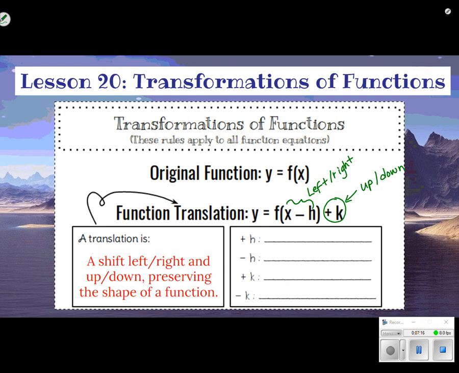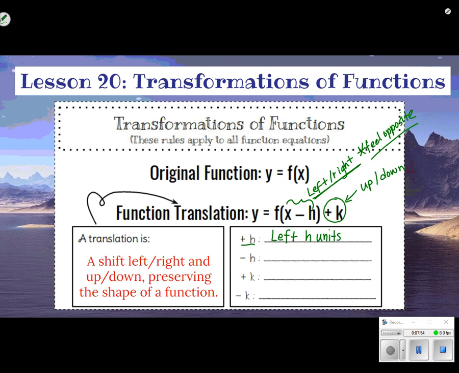Now, notice that I have plus h, minus h, plus k, and minus k. Having an addition sign is different than having a subtraction sign. Now, inside where we are moving left or right, this is going to feel opposite of what we do on a number line. It just is how it is. So usually if this was a plus h on a number line, I would move to the right. If it was positive, you go to the right. But this means to shift left h units.